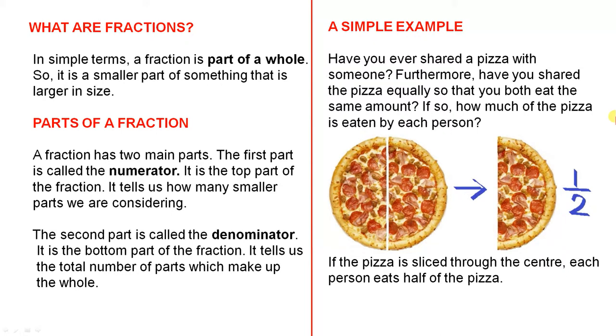Parts of a fraction. A fraction has two main parts. The first part is called the numerator. It is the top part of the fraction. It tells us how many smaller parts we are considering. The second part is called the denominator. It is the bottom part of the fraction. It tells us the total number of parts which make up the whole.